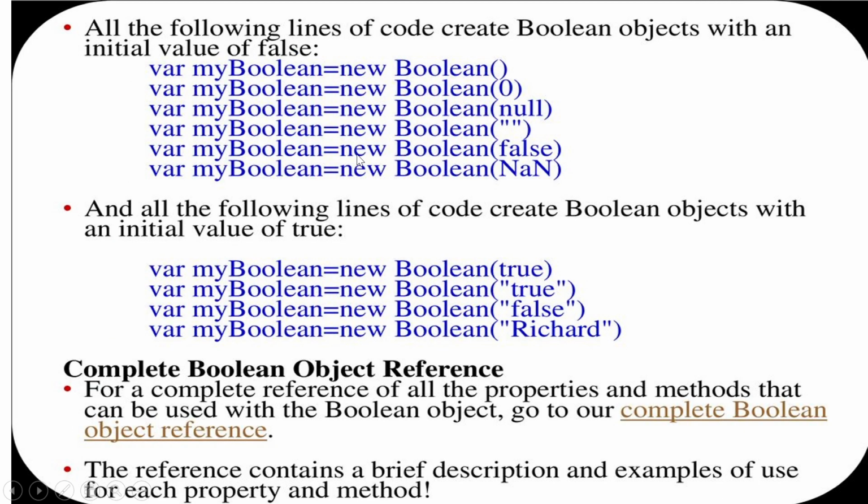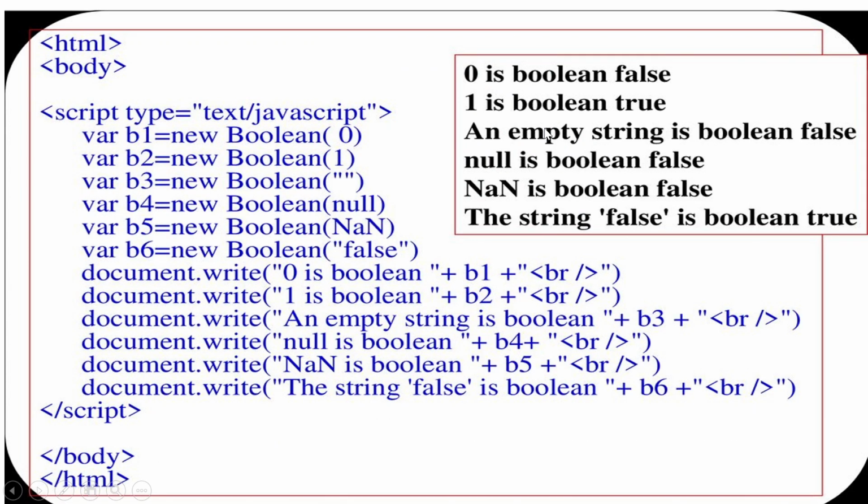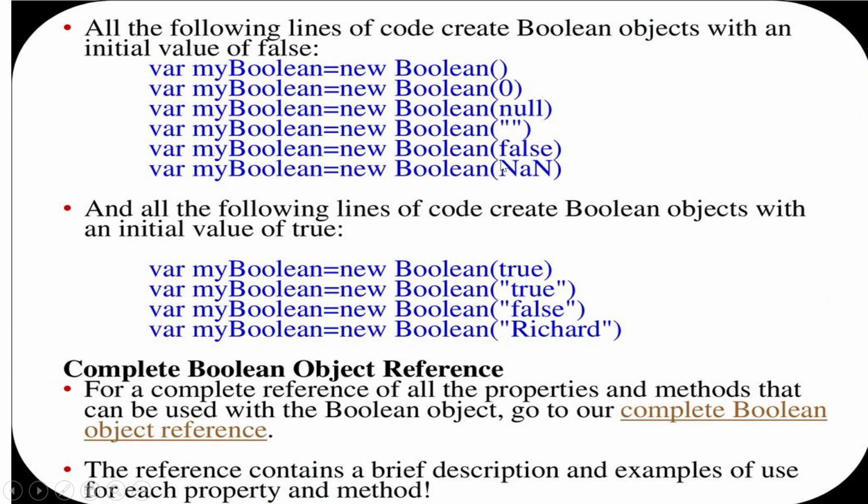Now, we will see some examples of how to declare Boolean objects, okay? All of the following lines of code create Boolean objects with an initial value of false. All these values will return false as the output. See, variable myBoolean, what is this? All these are objects and we have to use the new keyword to define an object in Boolean. So, Boolean with empty parentheses will return the output as false. And here we have given 0 within the parentheses, so it will also return false. Then null and false. Empty quotations are also false. Then we have given false only in the parentheses, so it will give false, and null object will also give false.